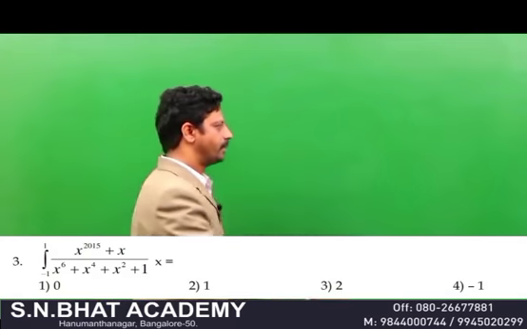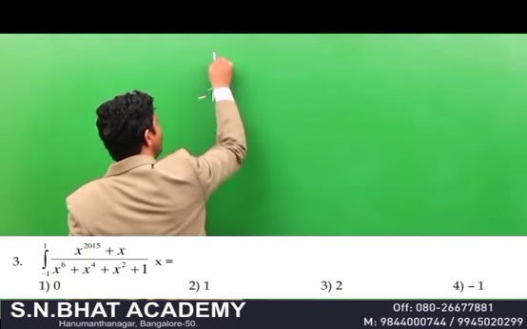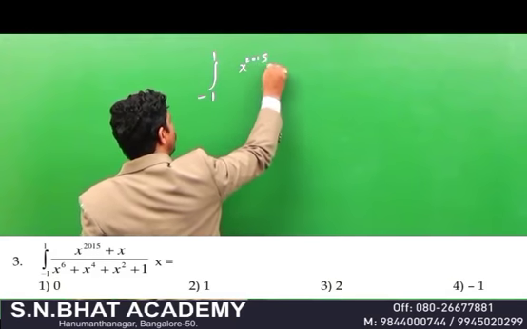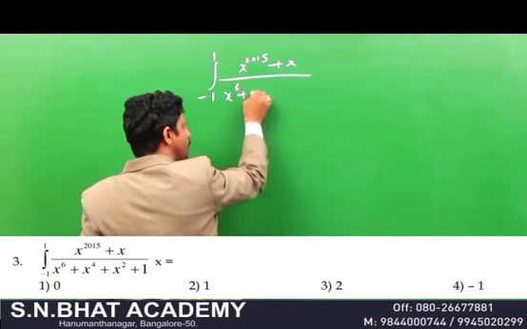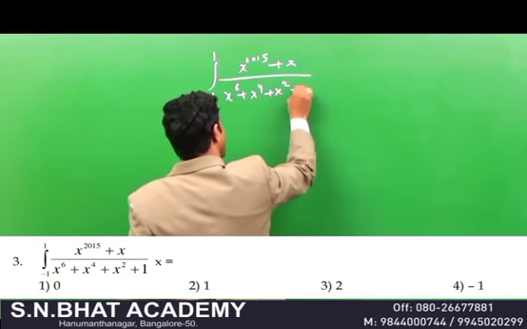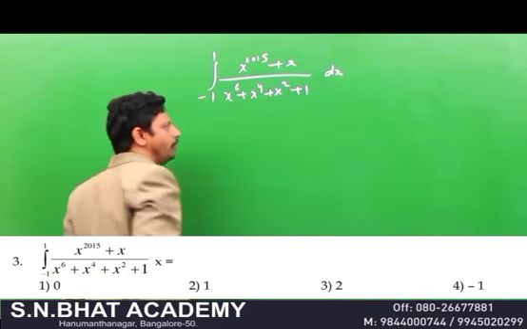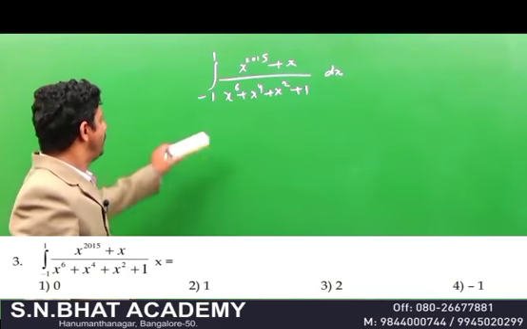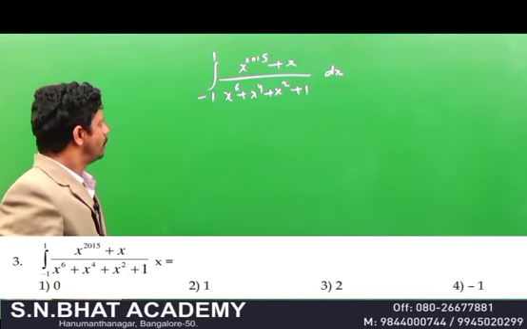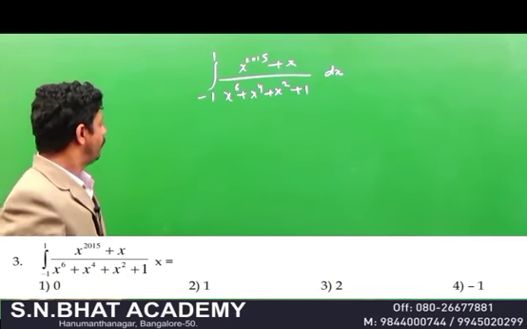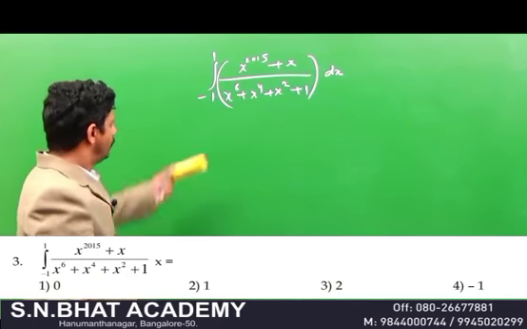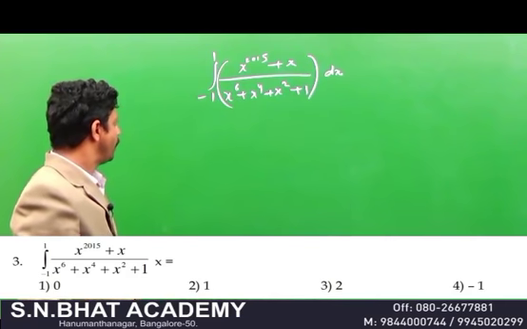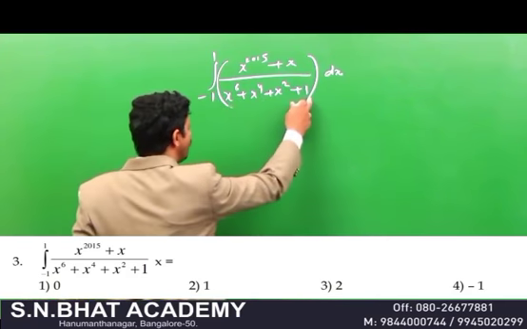Question number 3, we have to evaluate the integral from minus 1 to 1 of (x to the power of 2015 plus x) divided by (x to the power of 6 plus x to the power of 4 plus x square plus 1). Whenever you have a problem where the limits are minus a to a, see whether the given function is even or odd. Most of the times that function will be an odd function. So let us see whether it is an odd function.